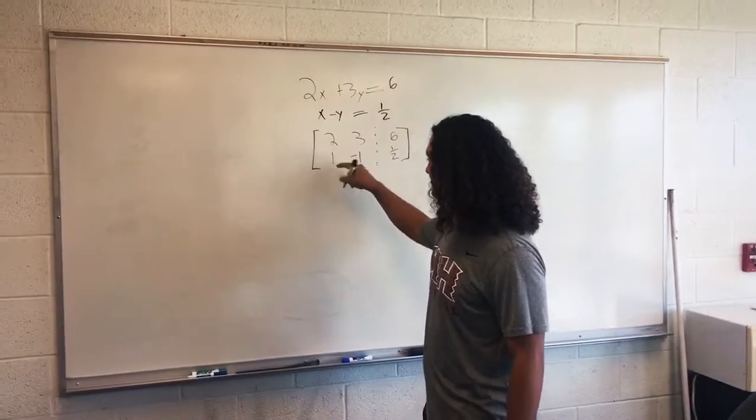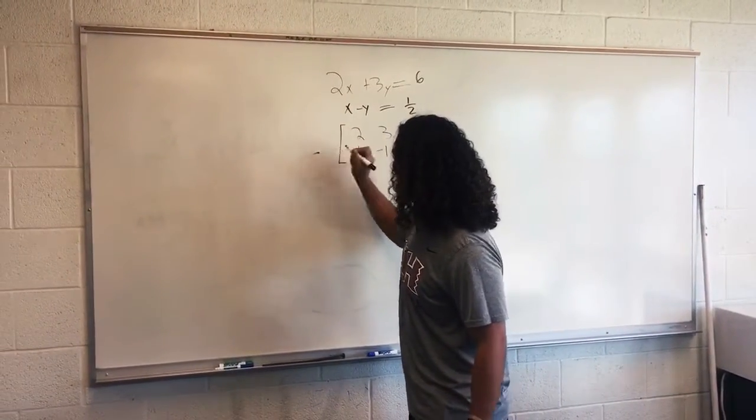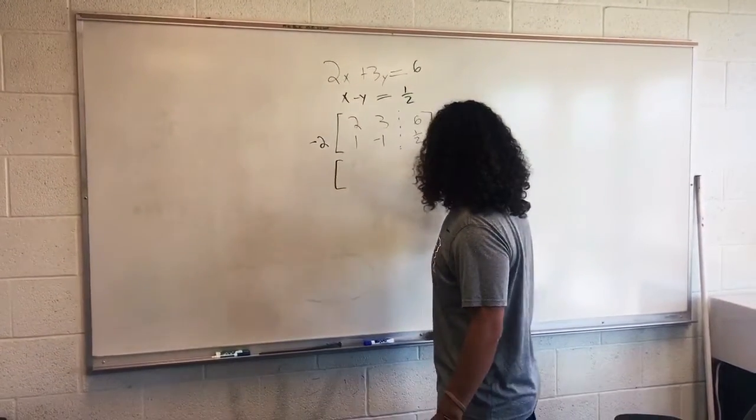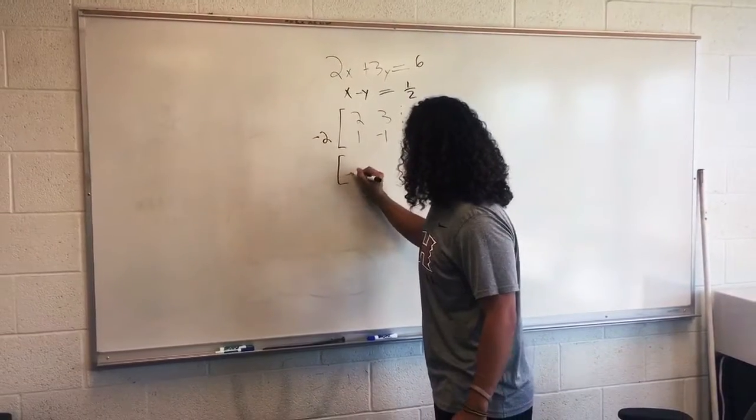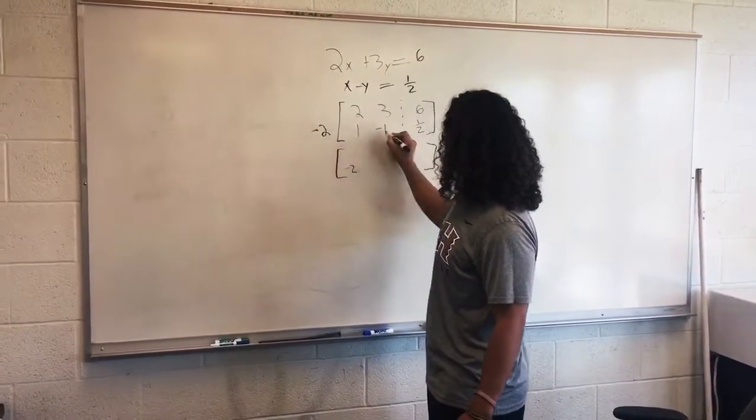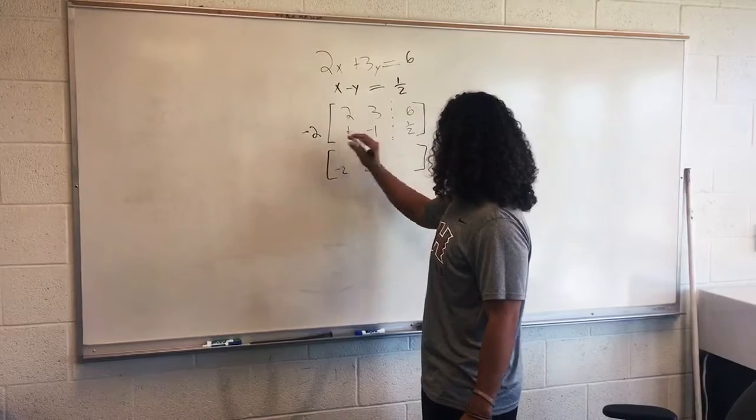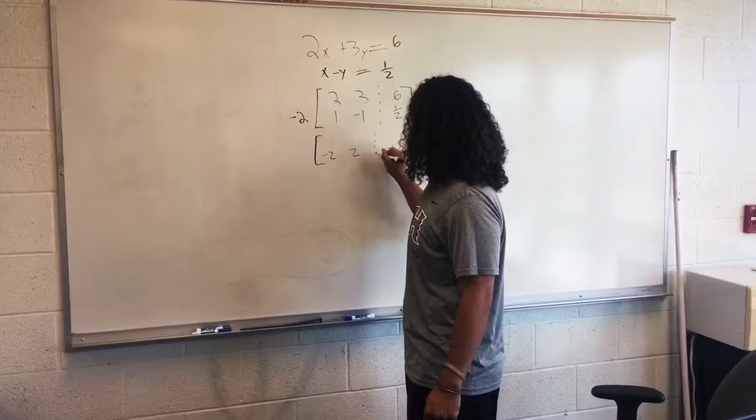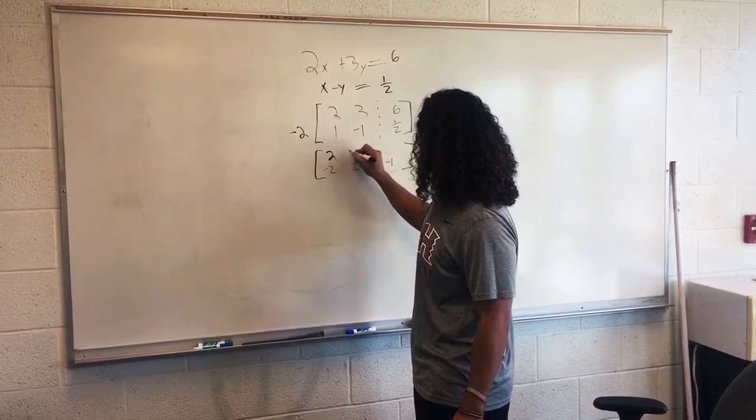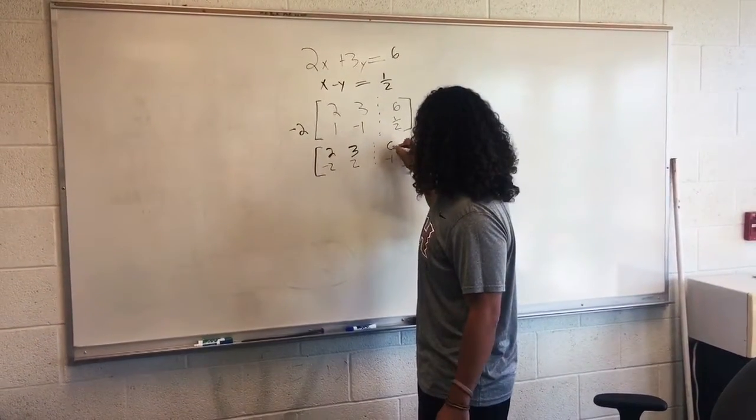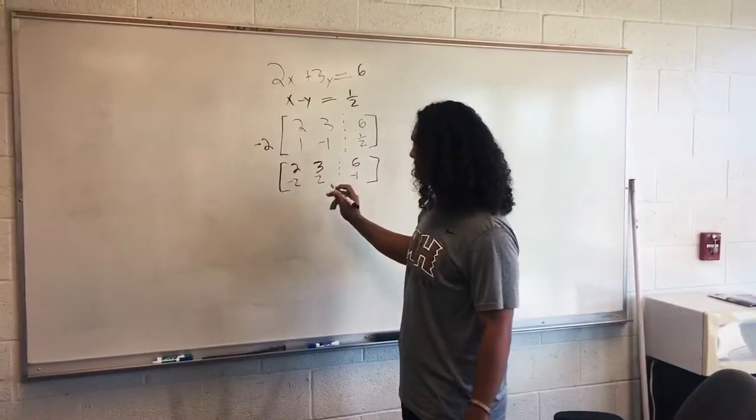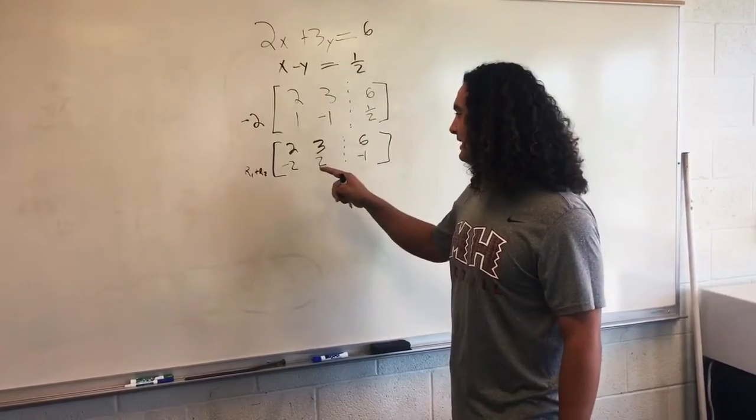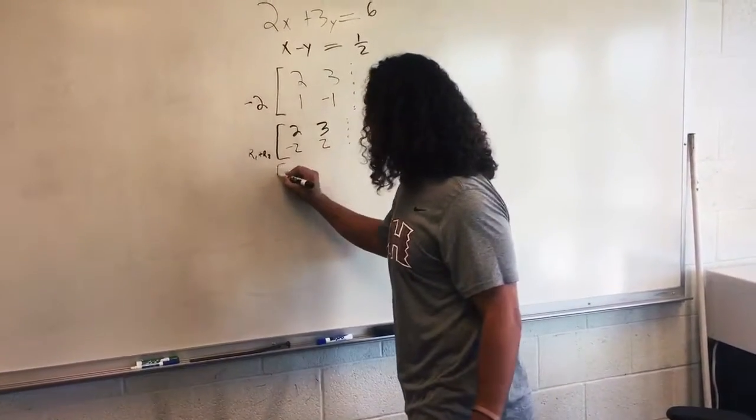Now the way we will do this is by multiplying this bottom row by -2. We will get -2. -2 times -1 is 2. And -2 times 1/2 is -1. And then you would bring the first row down. So what we will want to do is add row 1 plus row 2.